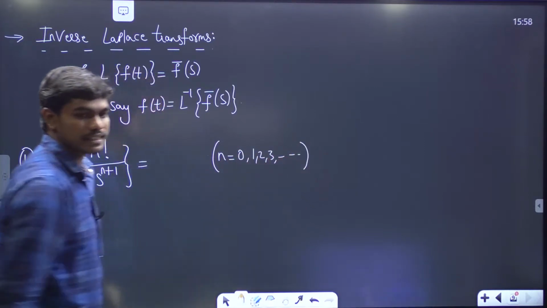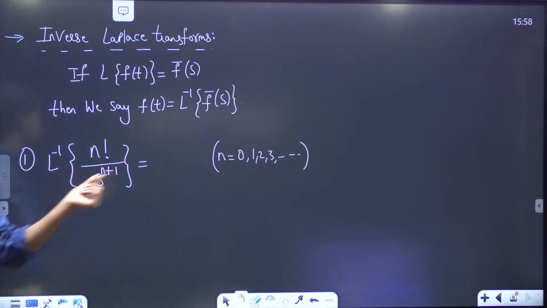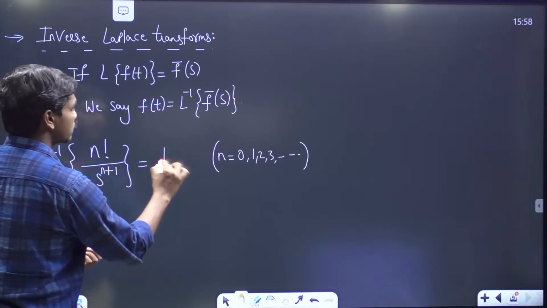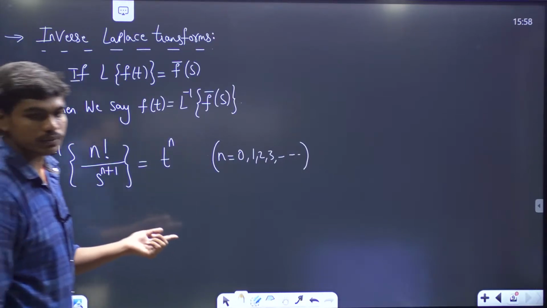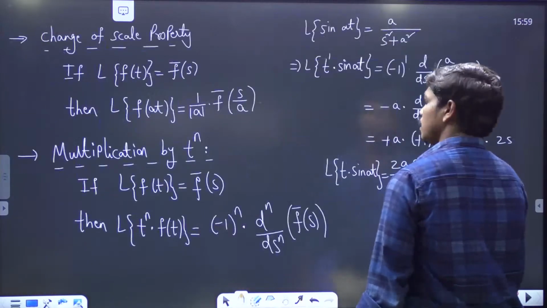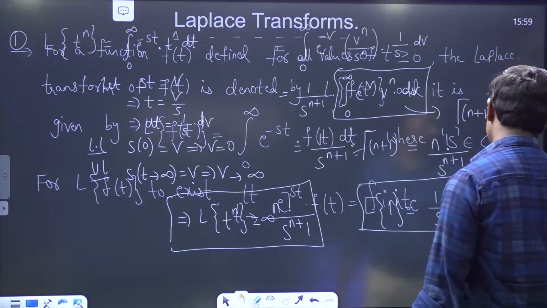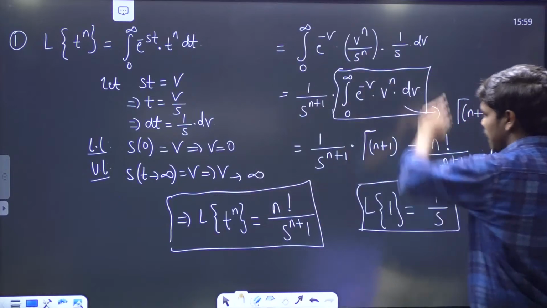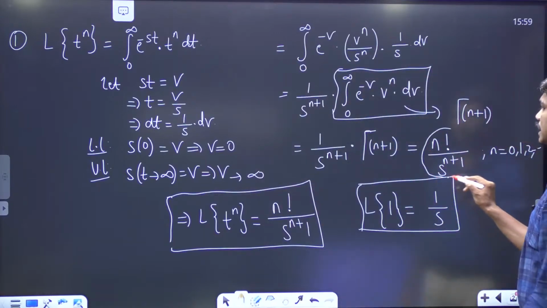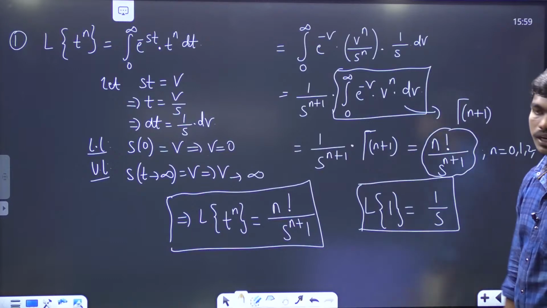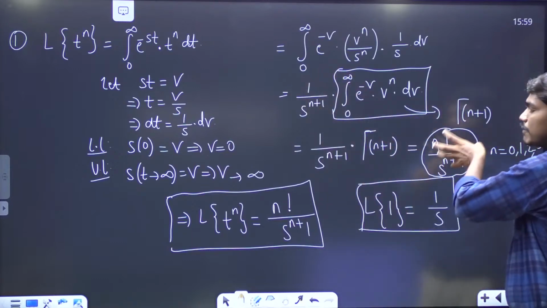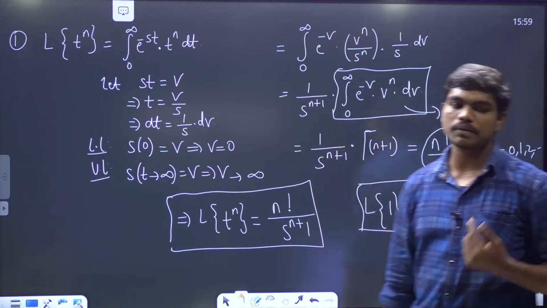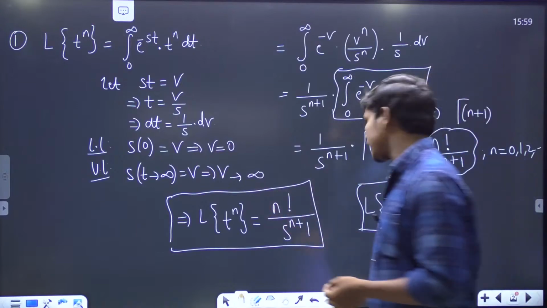In the morning class, I derived this formulation, correct? The Laplace transform of some function is equal to n factorial divided by s power n plus 1, and that function is t power n. We derived it this morning. If you don't remember, we'll go back to that part. After all that analysis, the Laplace transform of t power n is n factorial divided by s power n plus 1. So the Laplace inverse of n factorial divided by s power n plus 1 is t power n, which is defined here.